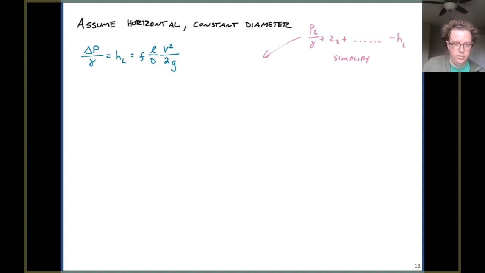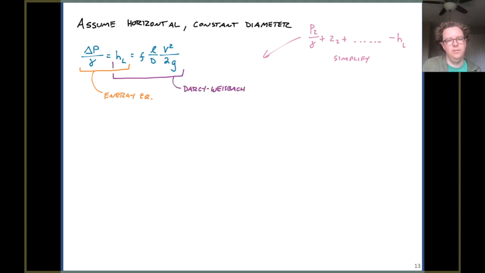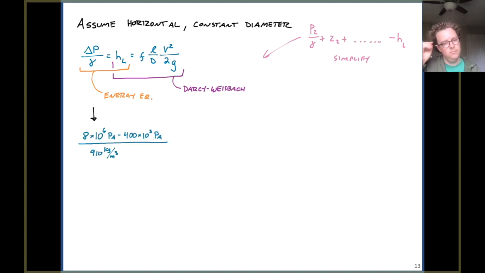Okay, so we've got this equation in hand. The delta P over gamma equals head loss. That came from the energy equation, or that simplification of what I've written in pink. The head loss side of it is using the Darcy-Weisbach equation. So we are in good shape. You can see what I've written now on the left-hand side is our pressure drop from 8 megapascals on the downstream side of the pipe to 400 kilopascals on the upstream side of the pump. I said pipe, I meant pump just a moment ago.